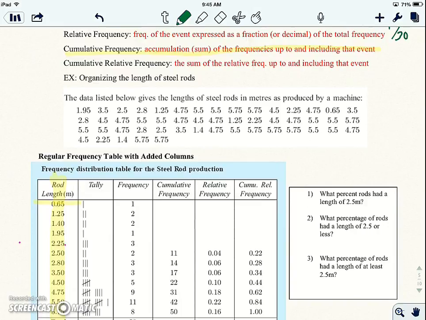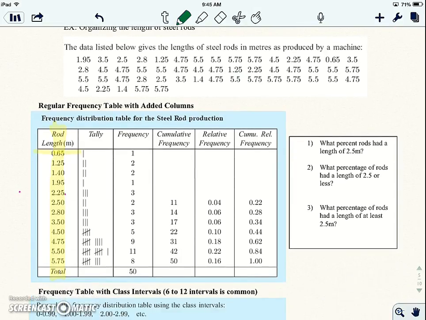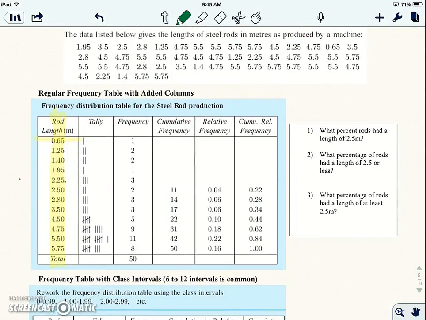So right now, the data we have is a list of steel rods in meters as produced by a machine. Here are the rod lengths: 0.65, 1.25, 1.4. It's really kind of discrete data because the machine just does specific length rods. And they counted up. So the machine produced one rod of length 0.65.